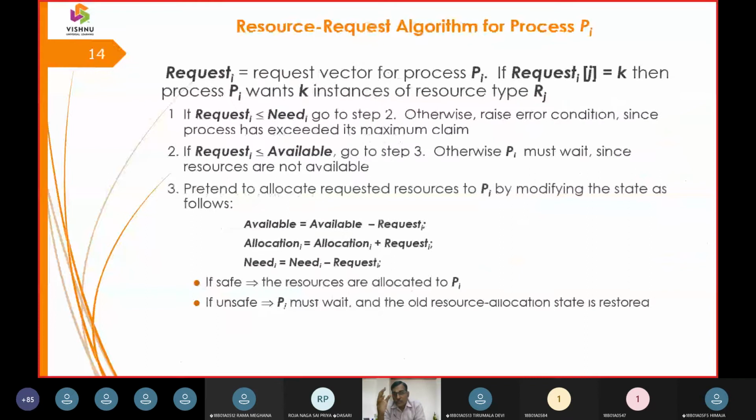Now the safe state derives a safe sequence, and after the safety algorithm derives a safe sequence, the resource request algorithm takes over. It always checks whether request is less than or equal to need, and whether request is less than or equal to available, and it carries out three steps. Available is equal to available minus request, allocation is equal to allocation plus request, and need is equal to need minus request. All together, if it is put in a safe state, then deadlock will never occur.